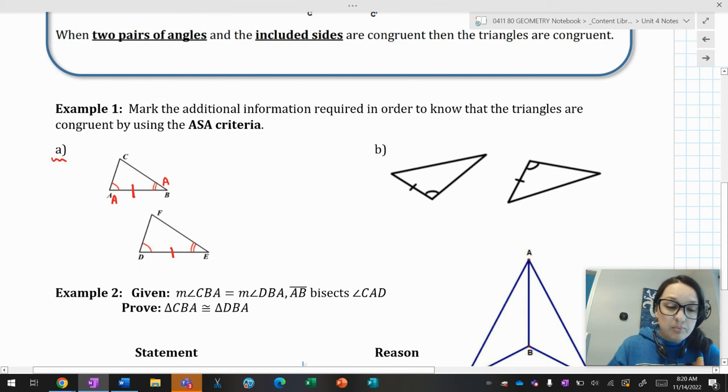And if I come over here to B and I want this to be an ASA picture as well, I have an angle right here, a side right there. I need the other angle on the opposite side of that side, or I should say next to that side. Same thing over here. There's an angle, there's a side. I need the angle next to the side. The side has to be in between the two angles no matter how I turn it.